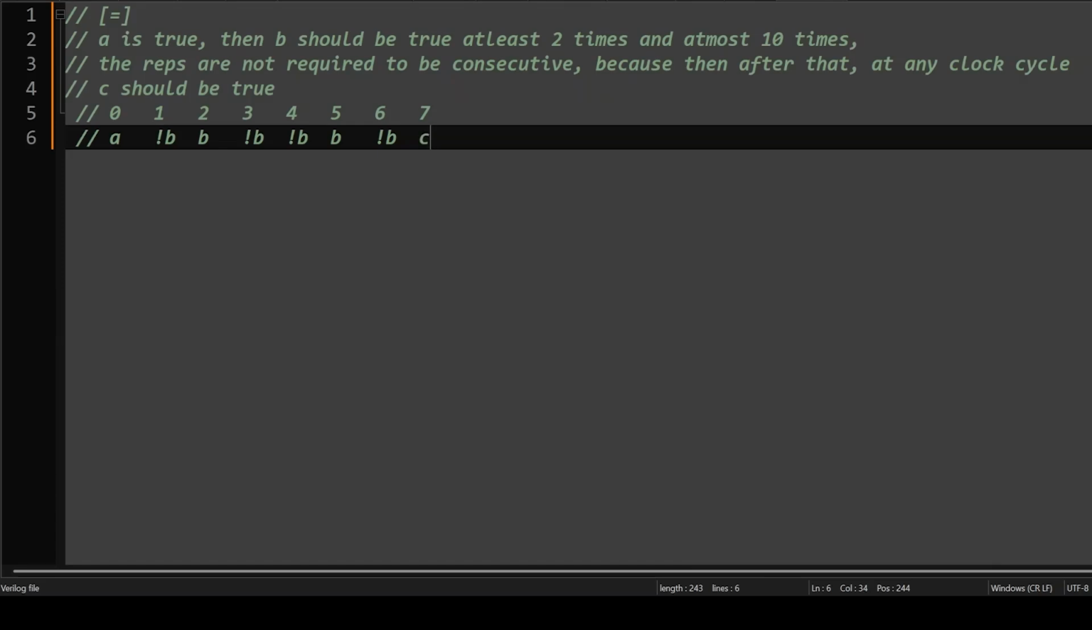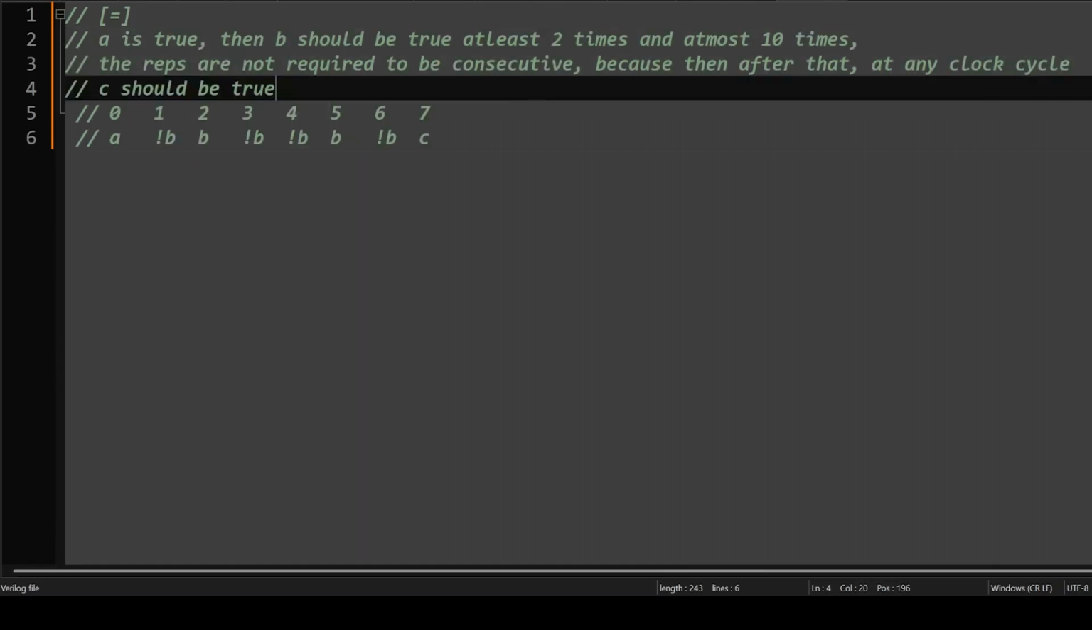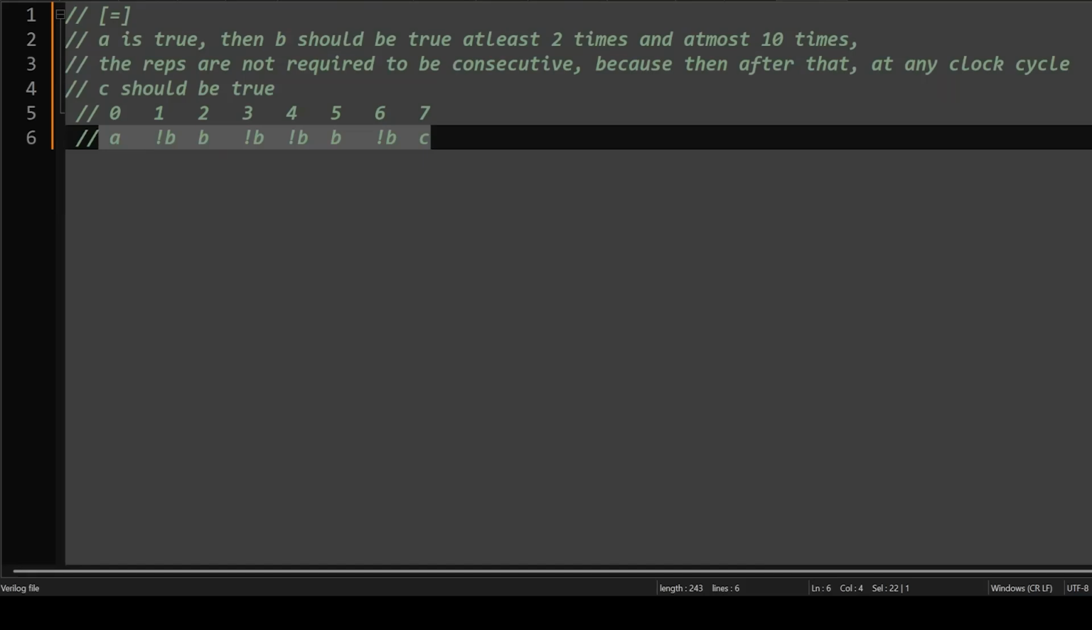The condition fails. But in this particular example it relaxes that: if this is the sequence we detect, then the assertion passes. So when the non-consecutive repetitions of B are detected, C is not required to be detected right after the last true B is detected. It could be true any clock cycles after that. It does not matter how many times B is deasserted.